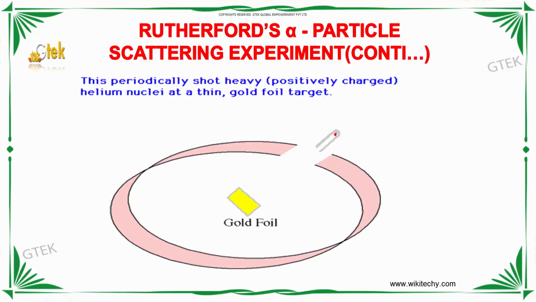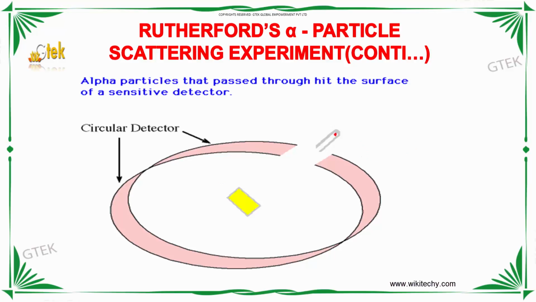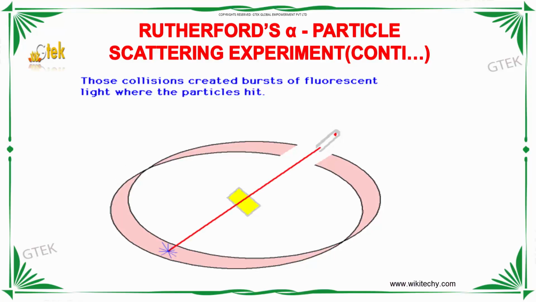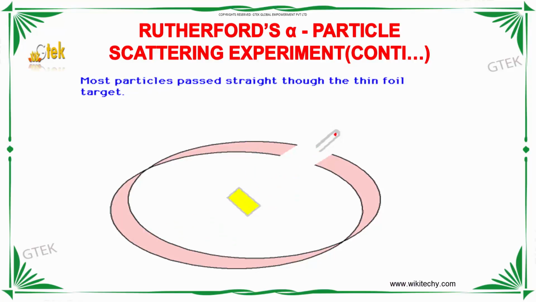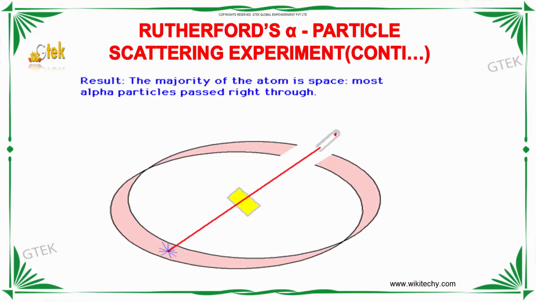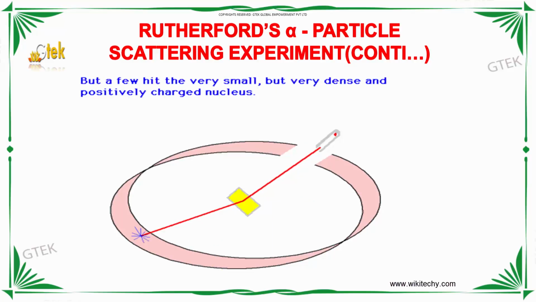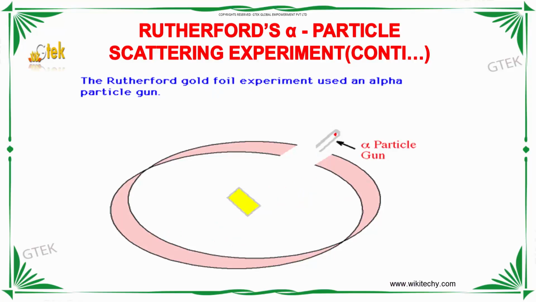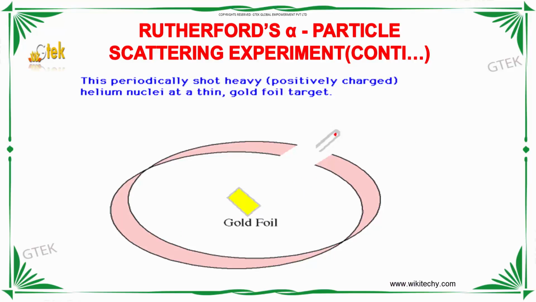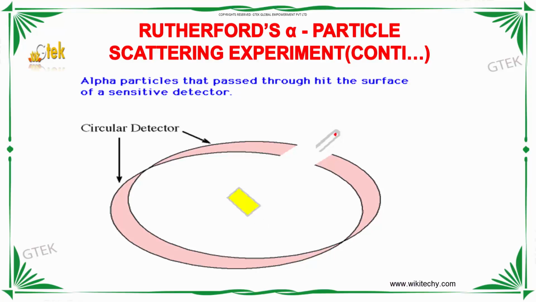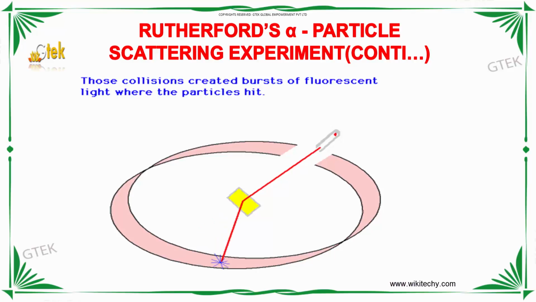So as indicated, this is how the Rutherford model is done. With the circular detector, as the alpha particles pass, deflection is happening. Most particles pass straight through and some are merely deflected, but surprisingly, very few bounce back. The result is that the majority of the atom is empty space, but a few hit something very small, because of the atom's nature. This is how the Rutherford alpha particle scattering experiment is done.